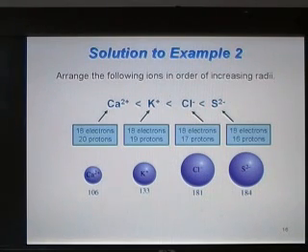Next, when you look at K+, it has 18 electrons but 19 protons. So the 19 protons will pull more efficiently on the 18 electrons in potassium than the 17 protons will in Cl-. So K+ should be smaller. Finally, Ca2+ should be the smallest. It has 18 electrons, but 20 protons.